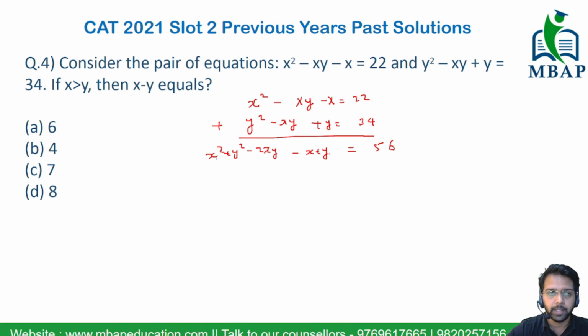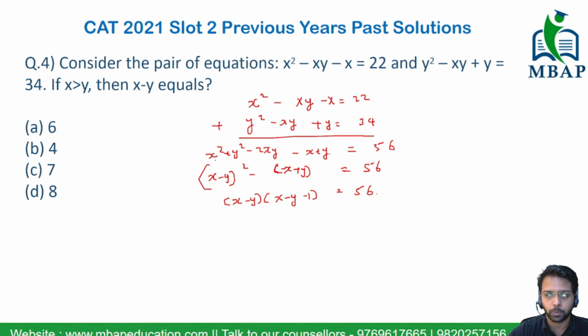Now certainly x squared minus 2xy plus y squared will be nothing but x minus y the whole square, minus of x plus y. I repeat, this will be minus of x plus y. Now if you solve this equation well, you'll understand this is nothing but x minus y into x minus y minus 1, which will be equivalent to 56.